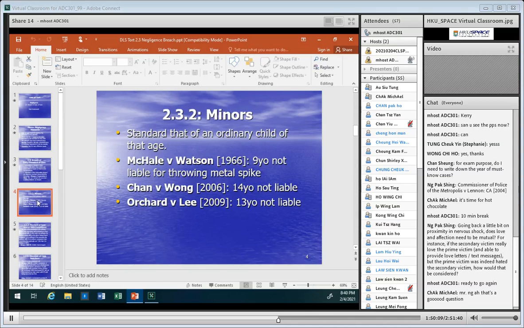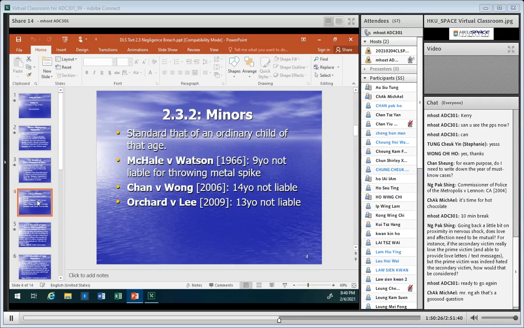And a similar situation, Chan and Wong, again on page 50. Plaintiff and defendants were both 14-year-old boys while they were engaged in a mock sword fight, Star Wars and all that, with their T-square drafting instruments.